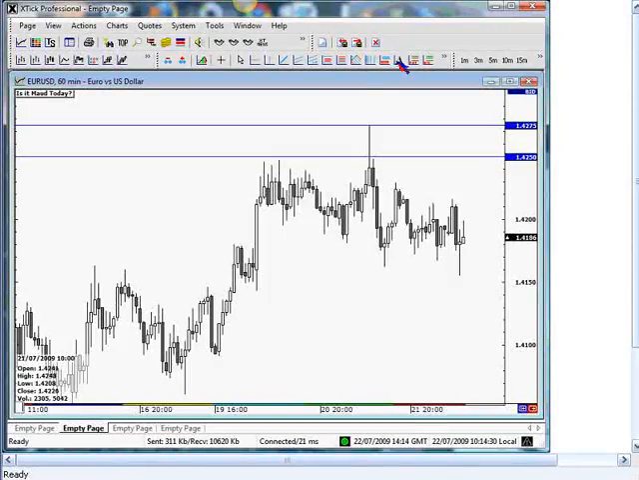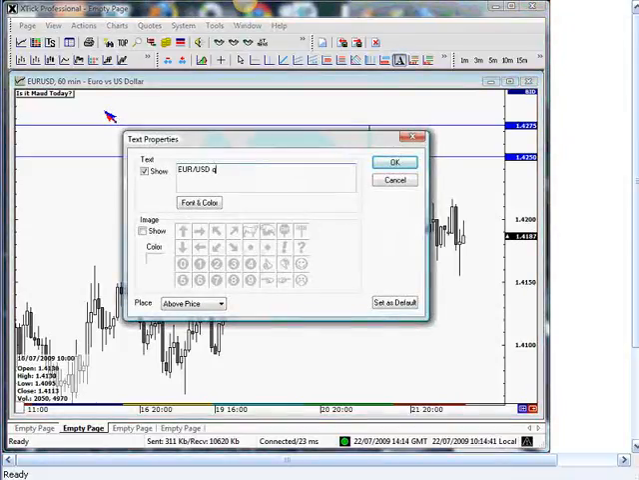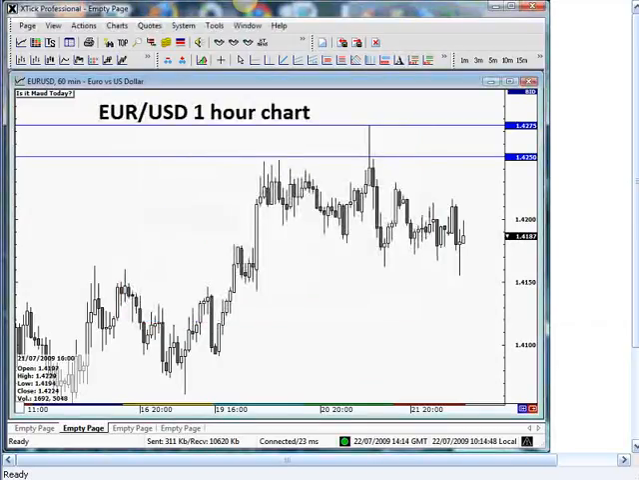Hopefully you'll be able to see my euro-dollar chart. Just let me know that you are able to see it so I don't continue without you being able to see it. You should be able to see the words euro-dollar 1 hour chart.